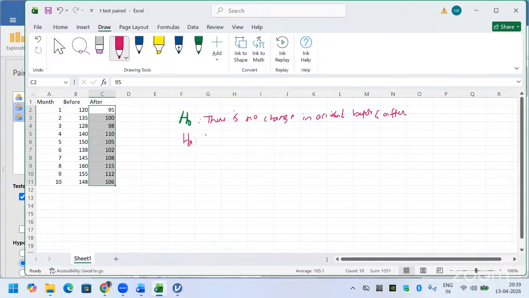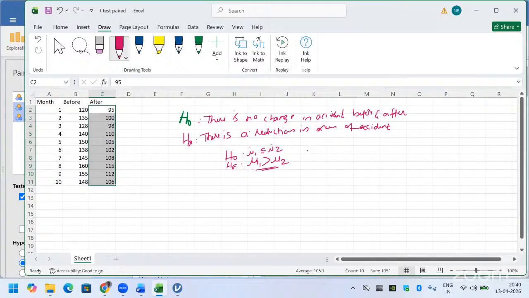Coming to the alternative hypothesis, there is a significant difference, or I can say there is a significant reduction in the number of accidents after implementation of that system. So here the alternative hypothesis is mu1, the earlier before, is greater than mu2. The null is mu1 is less than or equal to mu2, or I can say mu1 is equal to mu2. That is, the average number of accidents before and after are the same. The alternative: the average number of accidents before was more when compared to after. This is my claim.